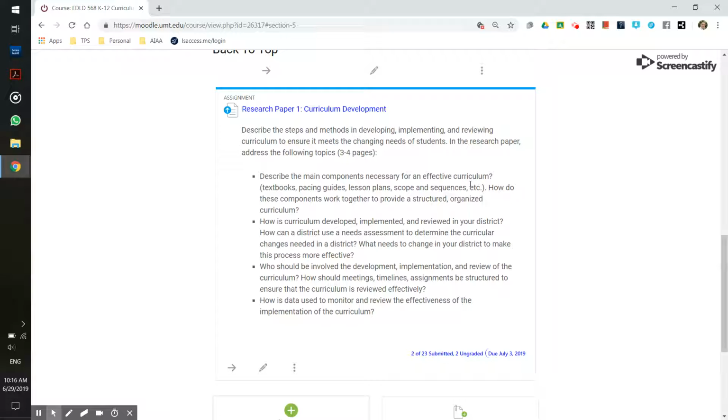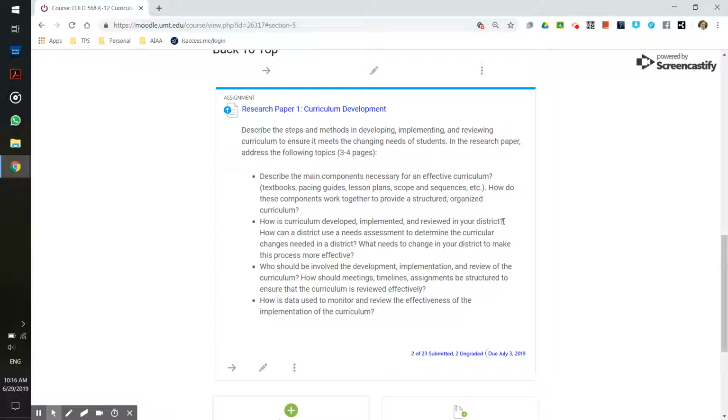Now, as I work with educators, there's always questions on the difference between pacing guides, scope and sequences, curriculum maps, and things like that. So you want to focus on what the different parts are and how they work together to provide effective curriculum. Also, talk about how curriculum is developed, implemented, and reviewed in your district, and then how it could be improved upon or what the ideal process would be.